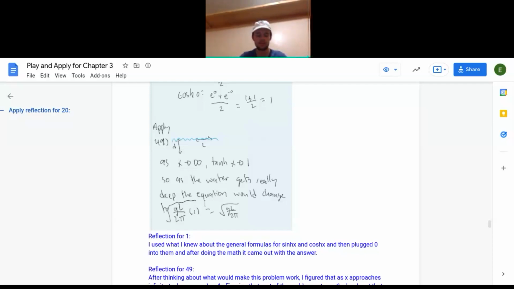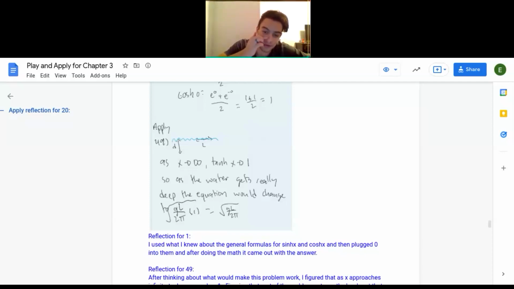Yeah. And to add to that, the way I figured out it was going to 1 is I just plugged in higher and higher numbers and realized it was getting closer to 1. So yeah, I realized that the second part didn't really matter.